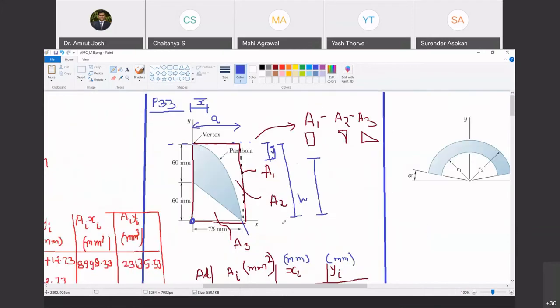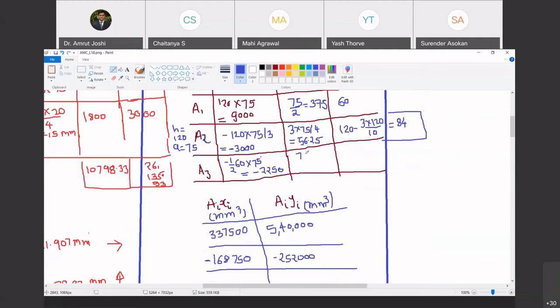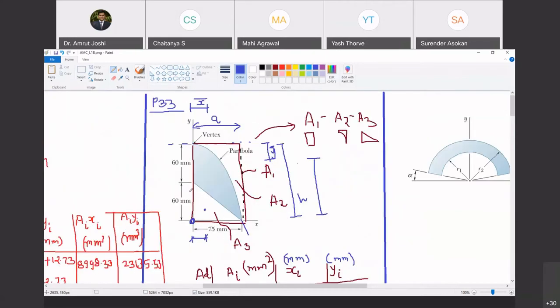Now, what is x bar? From the base we have to locate it. From the vertex it is 2/3, and from the base it is 1/3 of the height. Do you agree with me? So this distance is going to be 1/3 of 75. Yes, sir. So 75 by 3 is x bar. How much is that? 25.